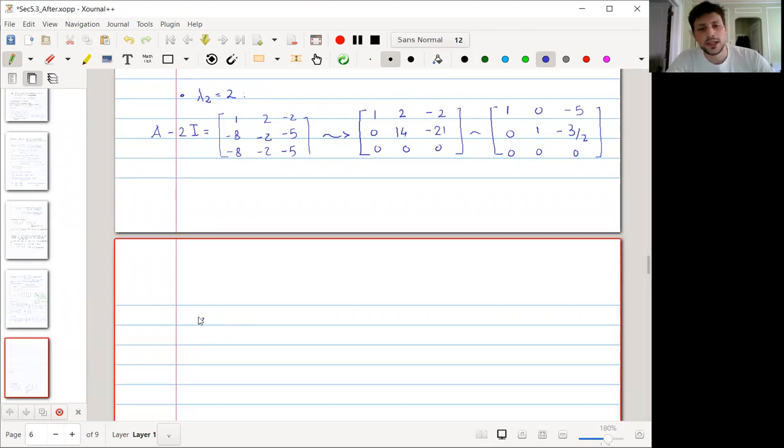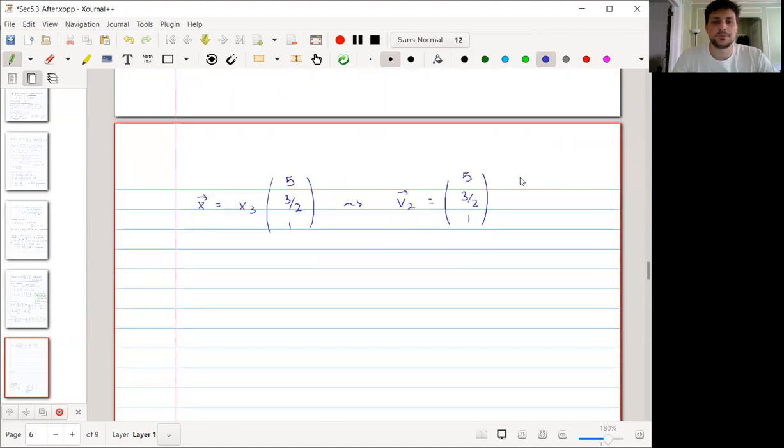Wrapping this up, we get that the general solution here is given by x3 times, x3 has coefficient 5 in x1, and it has coefficient 3/2 in x2, and then it's a 1. So in other words, I can set my second eigenvector to be 5, 3/2, 1 by solving the associated homogeneous linear system.